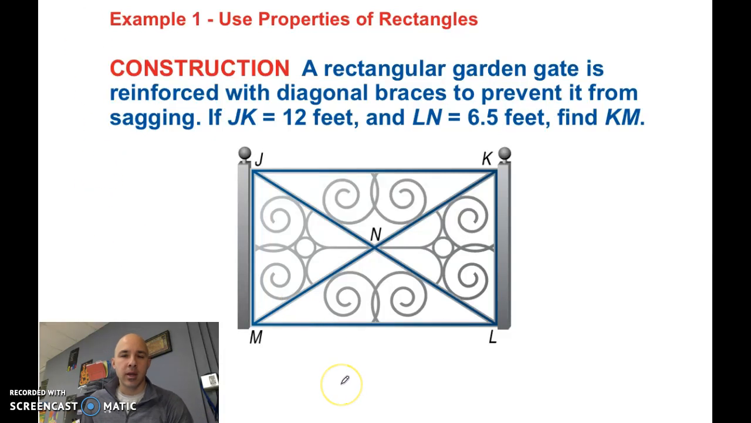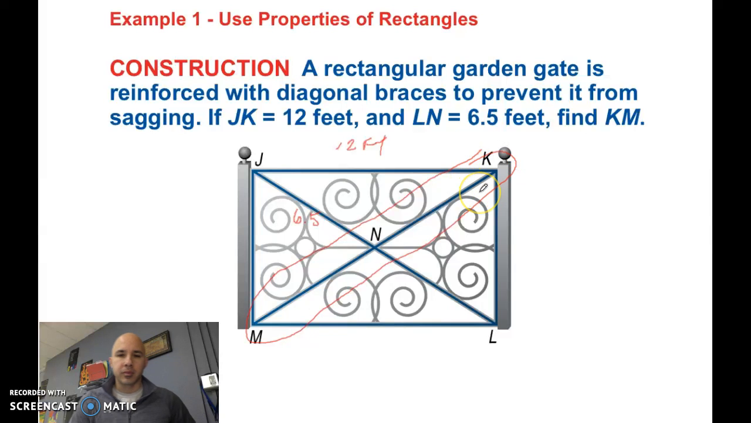All right, this is example number 1. We're going to use the properties of rectangles. Here's a construction. A rectangular garden gate is reinforced with diagonal braces to prevent it from sagging. If JK is 12 feet, I'm just going to put that down here in my diagram, and LN is 6.5 feet, we want to find out the measurement from K to M.